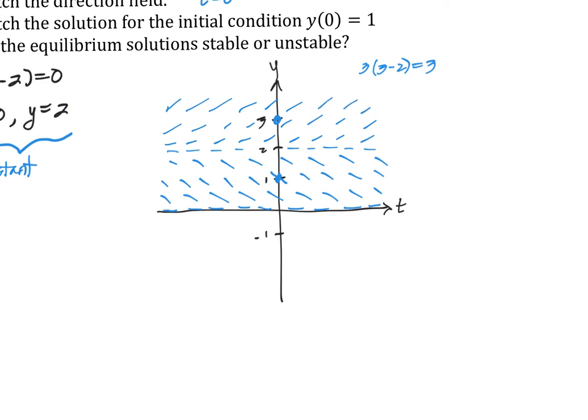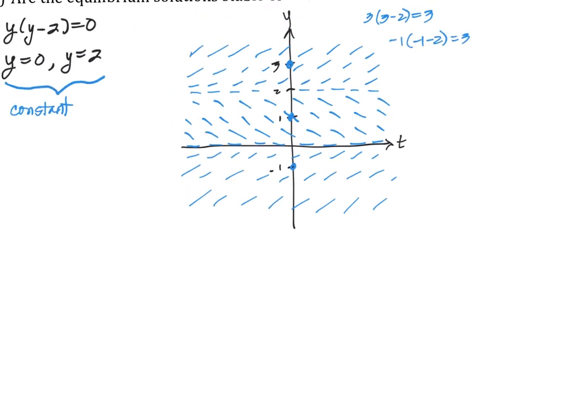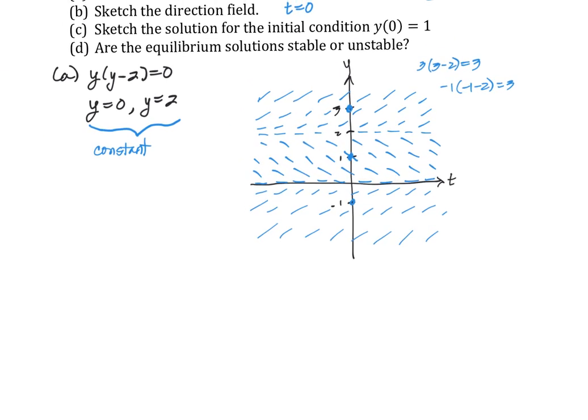I'll just stop there. And the last thing I'm going to check is what happens when y is negative 1. When y is negative 1, I have negative 1 times negative 1 minus 2. So that would be negative 1 times negative 3, which is a positive 3. It's going to be positive, which means everything's going to go up. And in the process of finding increasing and decreasing, I have also sketched my graph. So I do part A and part B at the same time. Sorry, getting really lazy and making these lines really big. Again, you just want to get an idea of what the direction field looks like.